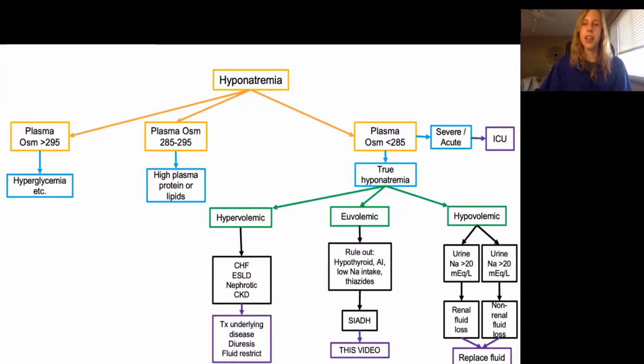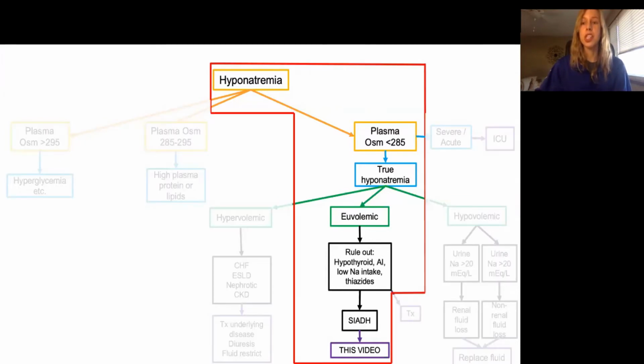To start off with, a little algorithm that I put together on the approach to hyponatremia. This was not in the hyponatremia video, so I came up with this afterwards, and I thought it was helpful to put into this video. What we're going to focus on is the true hyponatremia pathway with euvolemic status, which ultimately leads down to SIADH when you rule out other causes.